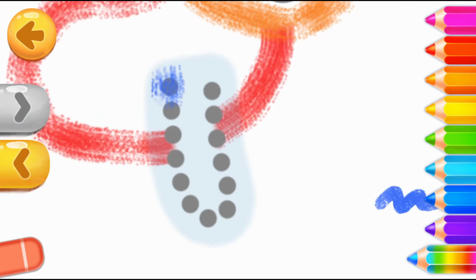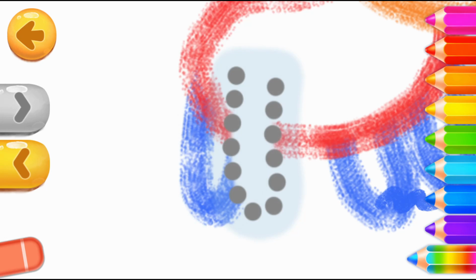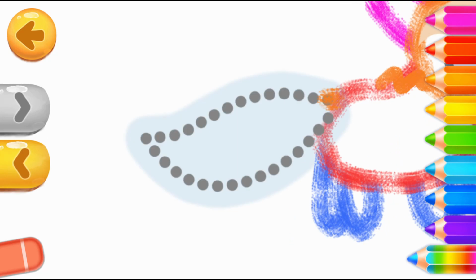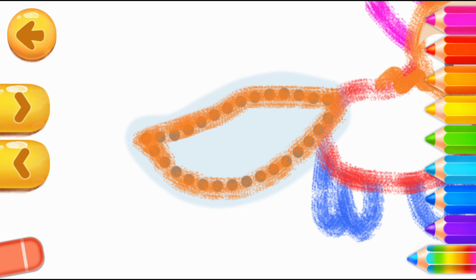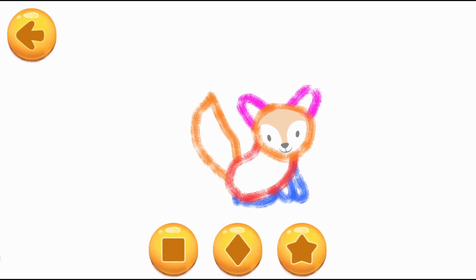Now front paws. How many legs does a fox have? Add a couple more. And what is the fox tail? Draw big and fluffy. Our beautiful fox is ready. Our drawing came to life.